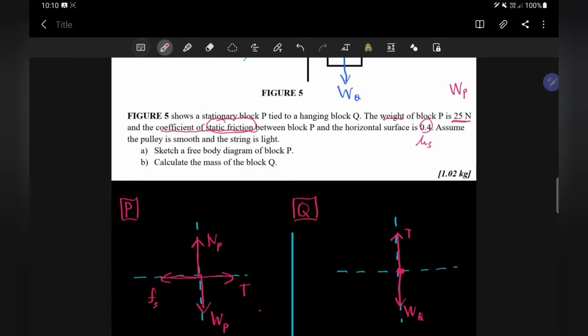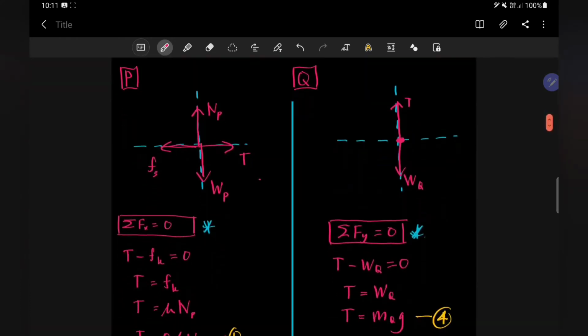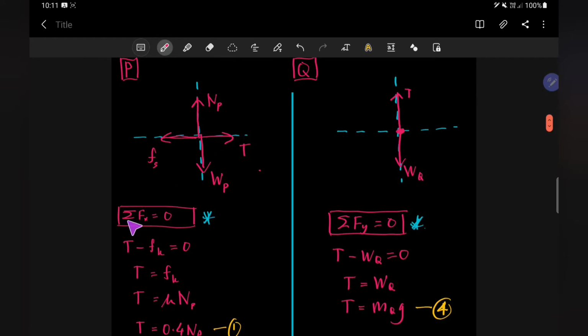And then how to calculate the mass of Q? From this we have two different axes here, so we need to take out the equation from the x component, also from the y component. And for Q, it seems like everything is just on the y component, so we just have one equation on the y component only. So from P, sum of Fx equals 0, right? It doesn't move because we are talking about static frictional force, isn't it? So in this case, to the right is positive, to the left is negative. So T minus Fs equals 0, then T equals Fs.